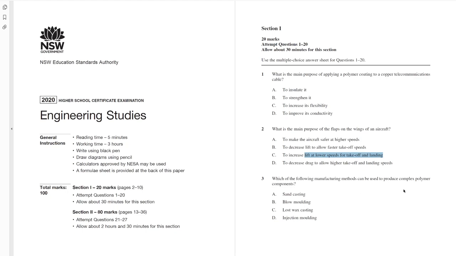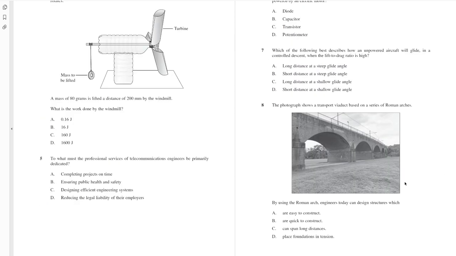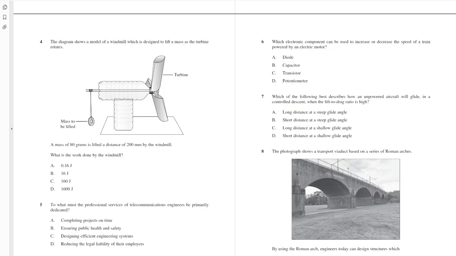Okay, which is the best for making complex polymers? Well, generally, if in doubt, for polymers, we want to use injection molding. Okay. So, the diagram shows a model of a windmill which is designed to lift a mass of a turbine. Okay, so I've actually got answers for this.